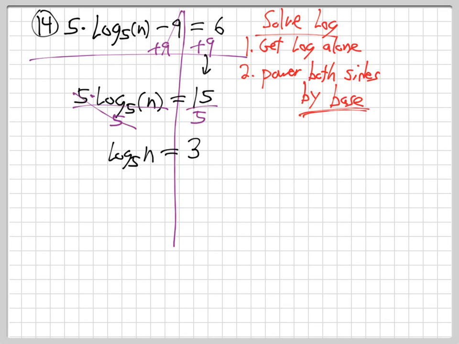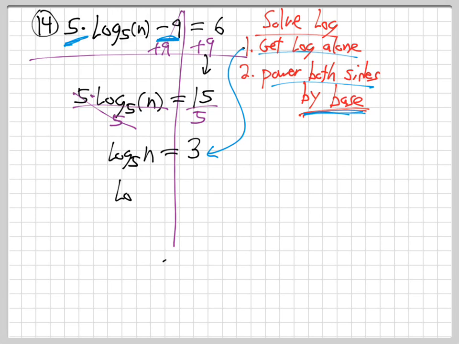Okay, so that's all step 1. All of that that we just did is step 1. We got the log alone. See how the log's alone now? There's not the 9 that was off to the right of it or the 5 that was in front of it. The log's alone. So now step 2, how do you get rid of the log? Power both sides by the base.